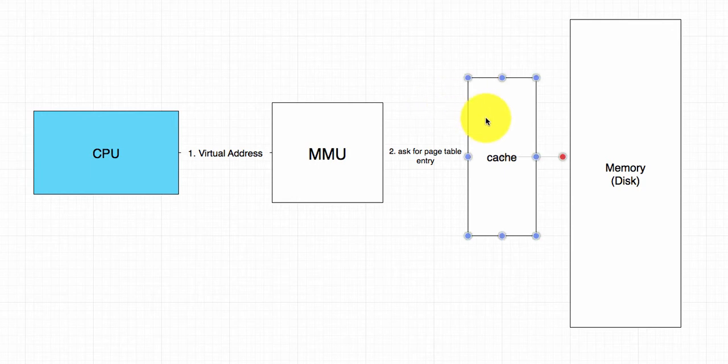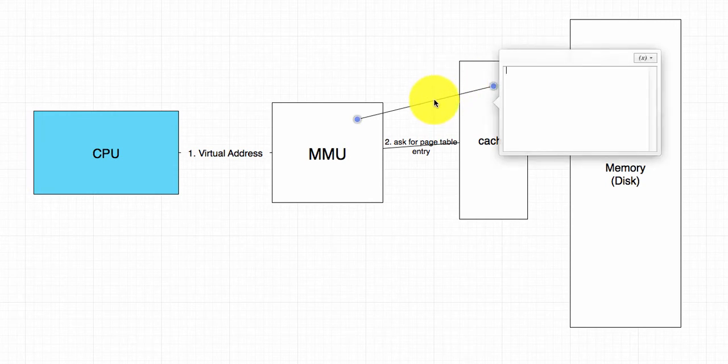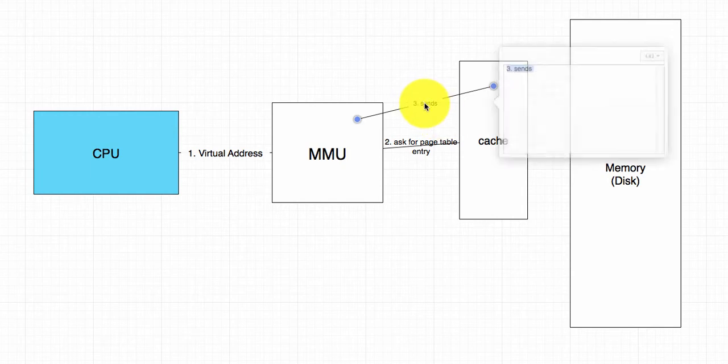So I do that mapping. And then once it figures out that mapping, it sends back that page table address.